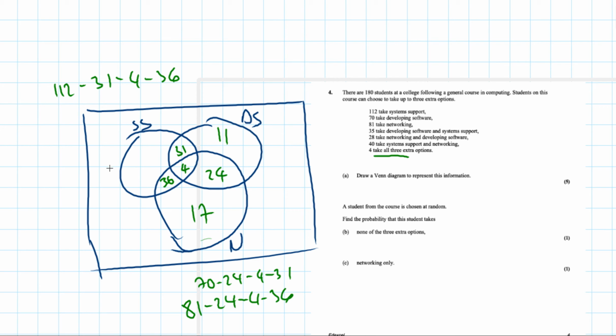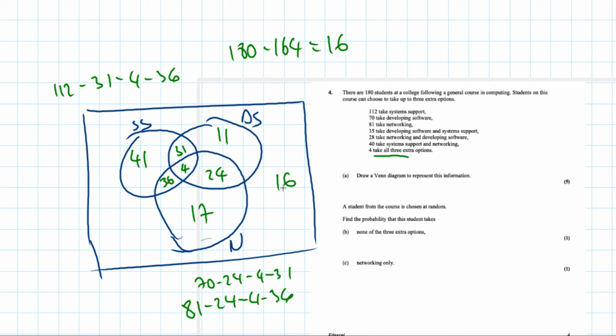Okay, so you've got 41 in here. And then what you want to do is just add up everything in the Venn diagram to make sure that it adds up to 180. Which it doesn't, it's 164. So you have to do 180 minus 164, which equals 16, which is the number of students that don't take any options.